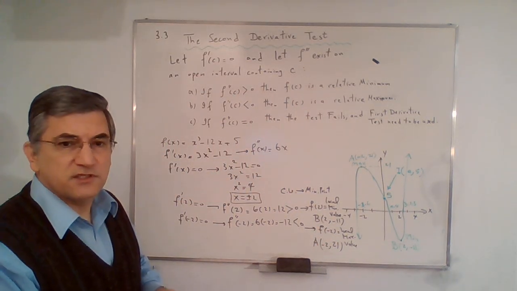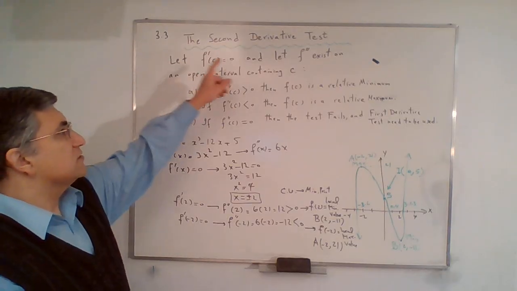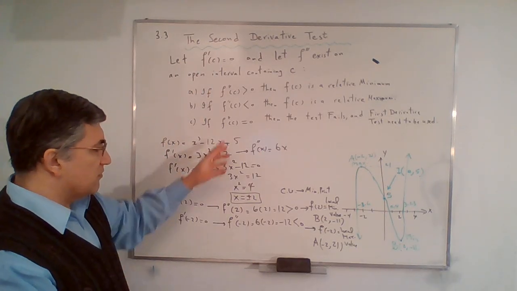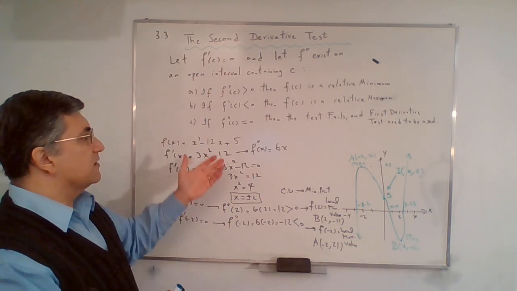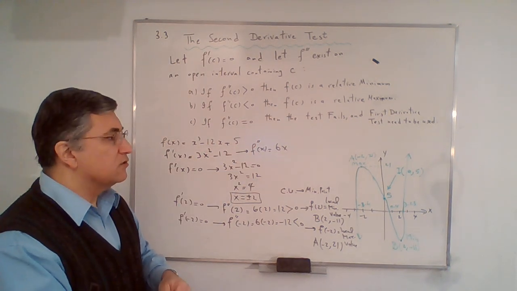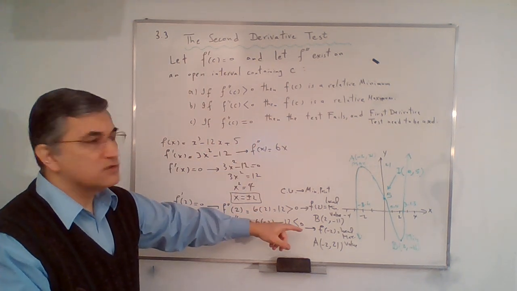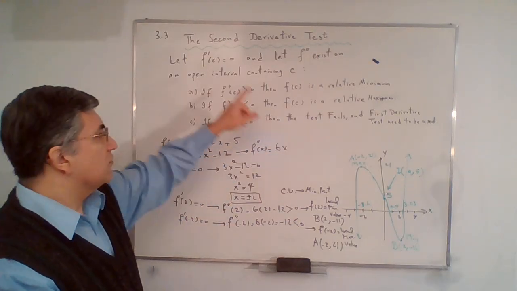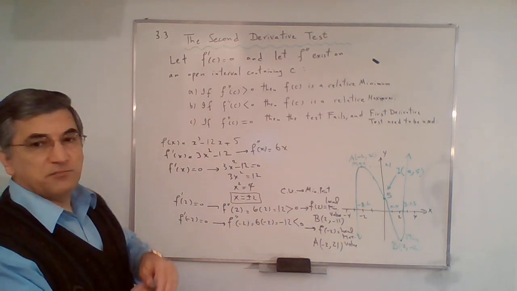So the purpose of this lecture was just discussing the second derivative test and how it works. It's a substitution for the first derivative test, basically. You can always find local maximum and minimum points either using the first derivative test or the second derivative test if possible.